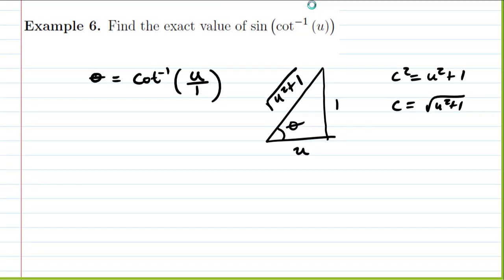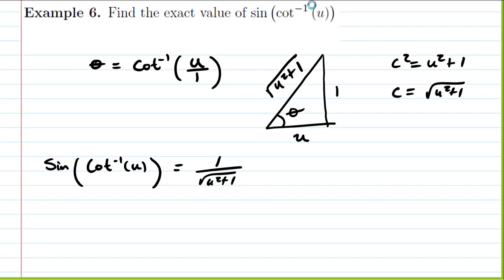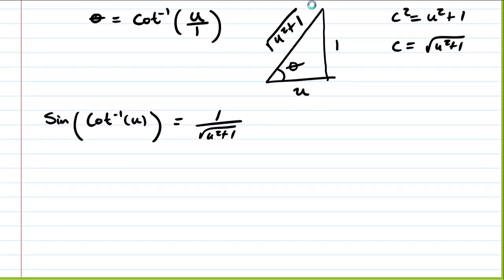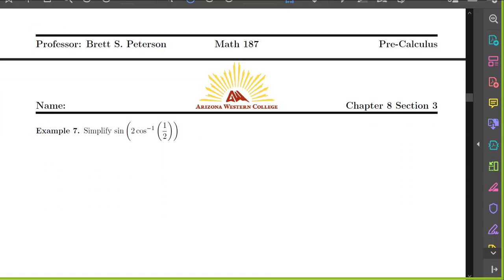So then the sine of the inverse cotangent of u is going to be equal to 1 over the square root of u squared plus 1. So that is our exact value for whatever u is, as long as u is in the domain of the cotangent inverse.